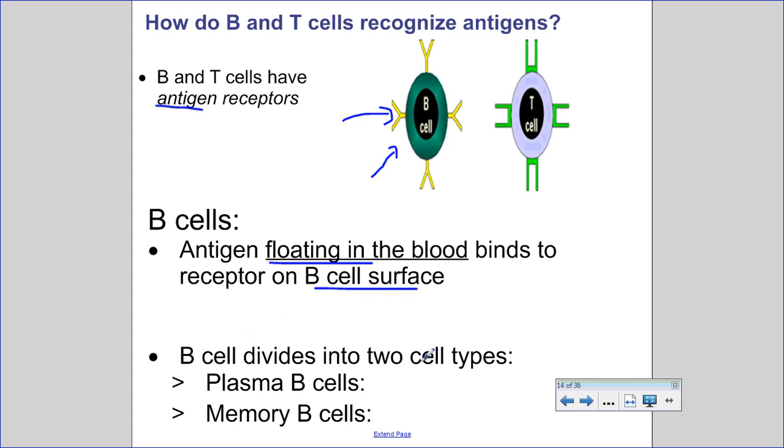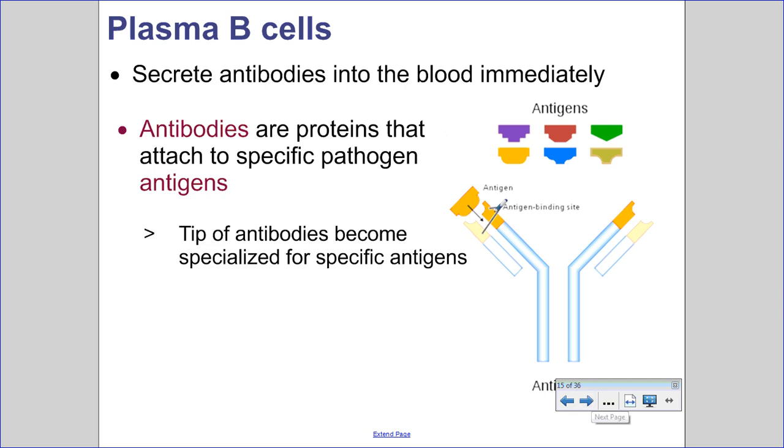So B cells can be divided into two cell types. You can have the plasma B cells and the memory B cells. We'll start with the plasma B cells first. The plasma B cells are the B cells that secrete antibodies into the blood immediately. Once they become activated by that antigen, they begin replicating and secreting antibodies into the blood right away.